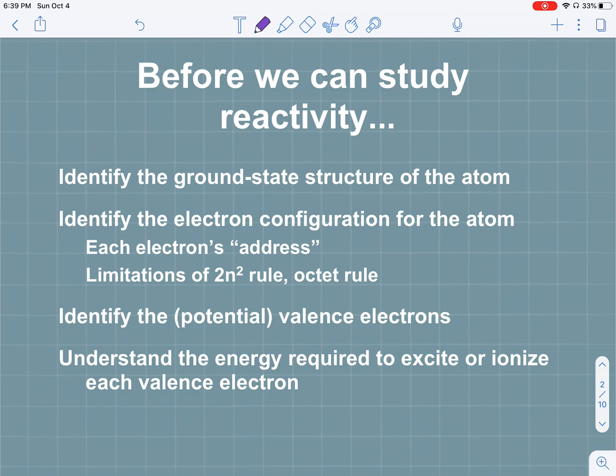And so our steps, things we've got to be able to do as prerequisites for studying chemical reactions, is we first need to understand what's called the ground state structure of the electron. Basically what ground state means is it's for an atom that's neutral, so the same number of protons as electrons, and it's in what we'd call a low energy condition.